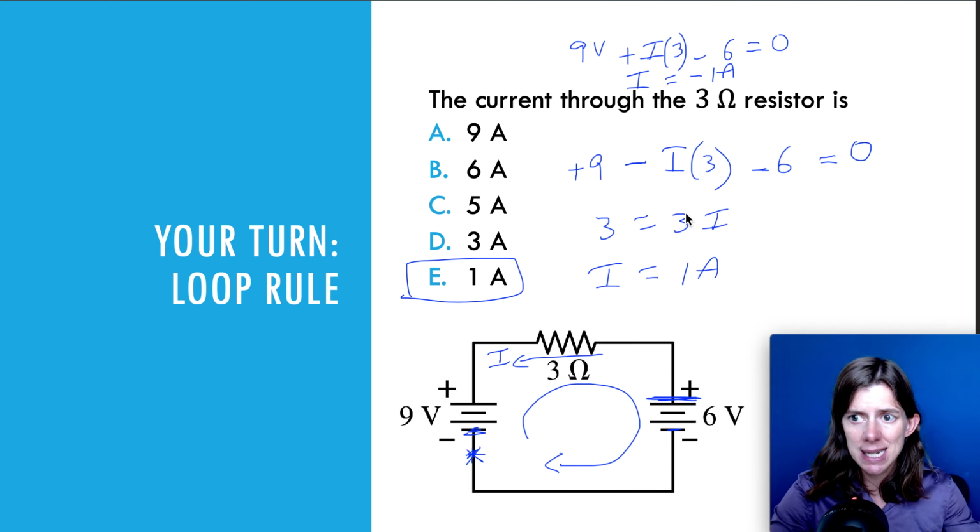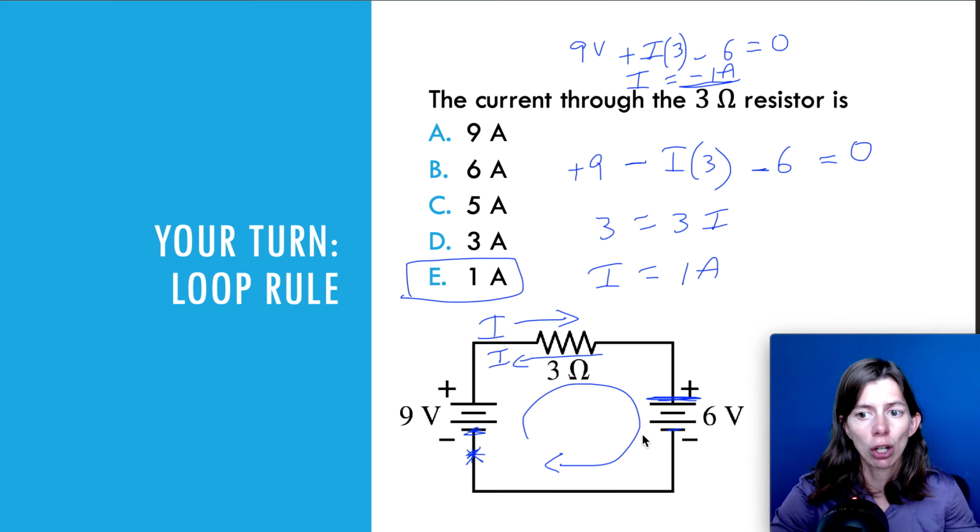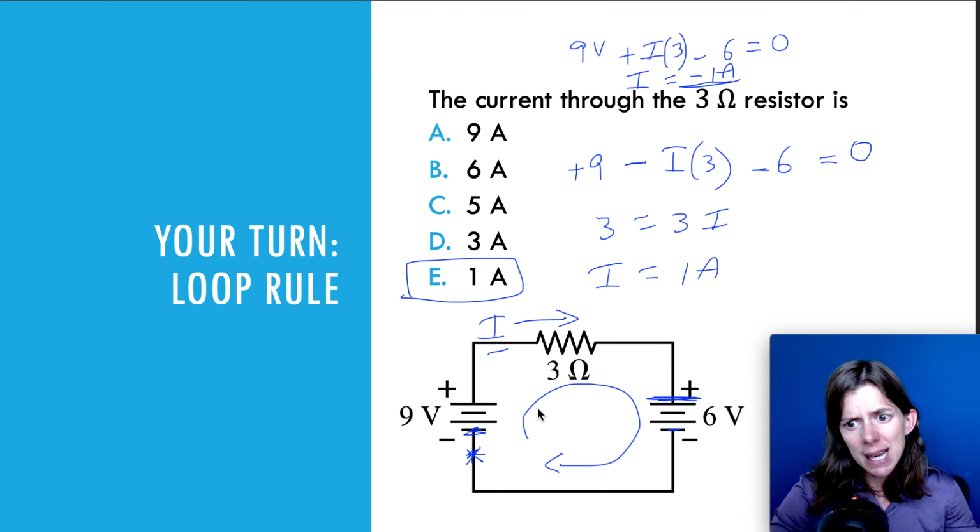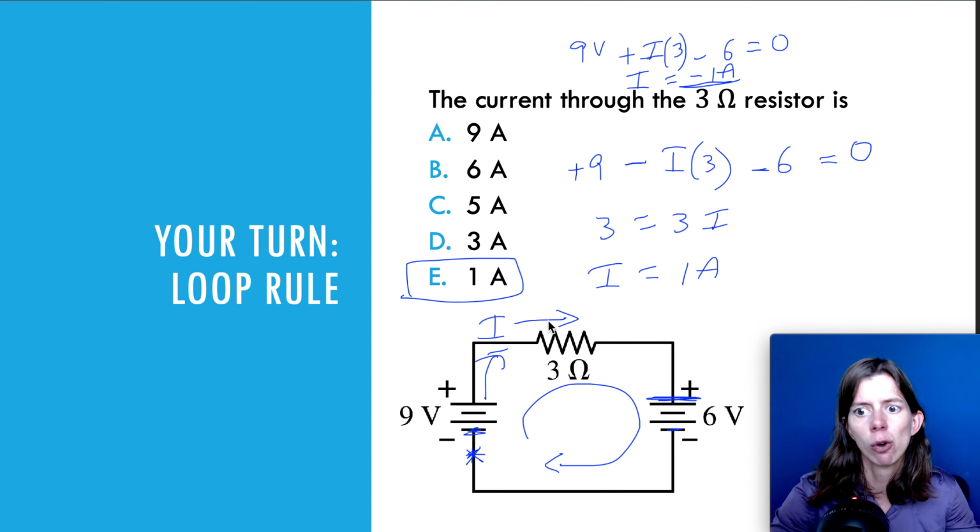As long as you're consistent, when you get your final answer, if the final answer for your current is negative, all that means is that you picked the current to be in the wrong direction. So when we picked the current to go this way, the current was negative. That just means that it actually was going the other way, but it still has that same magnitude. It's still a 1 amp current. That negative tells us we picked it the wrong way, and so now we know the current actually flows clockwise in the circuit. This makes sense because the 9-volt battery is more powerful than the 6-volt battery, so it's going to force the current to go clockwise.